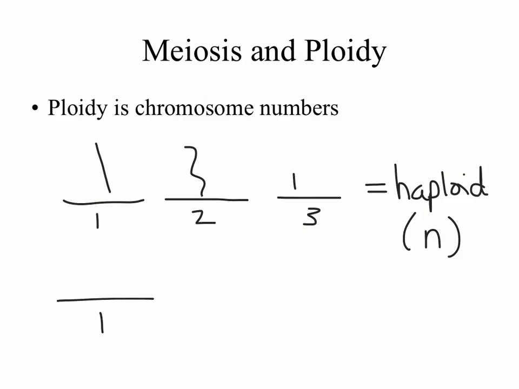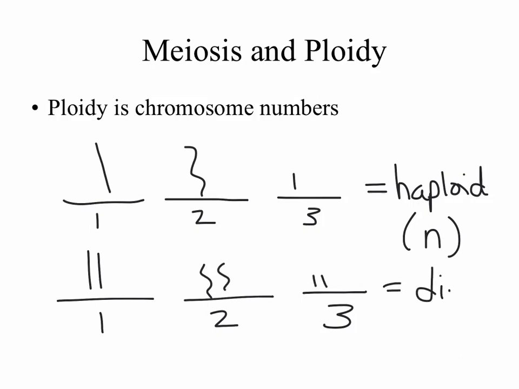If the cell has the same three types of chromosomes, but it has two of each type, two large, two squiggly, and two small, we say that cell is diploid. Diploid is abbreviated with a 2n.